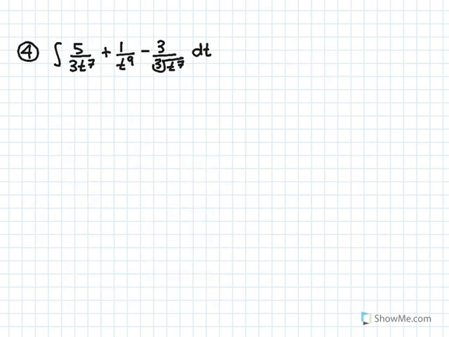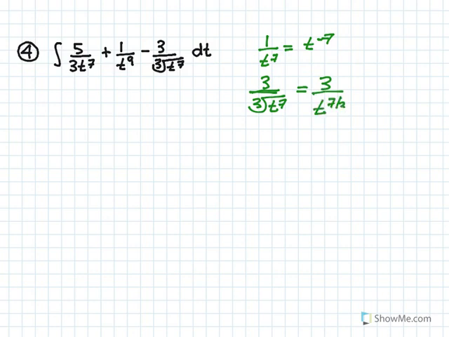All right, let's look at question number 4. Here we have the integral of 5 over 3t to the 7 plus 1 over t to the 9 minus 3 over the third root of t to the 7. So let's go over a little bit of basic skills. 1 over t to the 7, for example, is t to the minus 7. And 3 divided by the third root of t to the 7, that's 3 divided by t to the 7/3. That's going to be 3t to the minus 7/3.